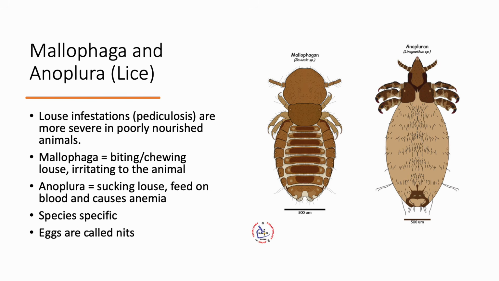And the eggs are called nits. In the pictures there, you can recognize the difference between a Mallophaga and an Anoplura. The Mallophaga have a big broad head, and the Anoplura have a small pointy head.